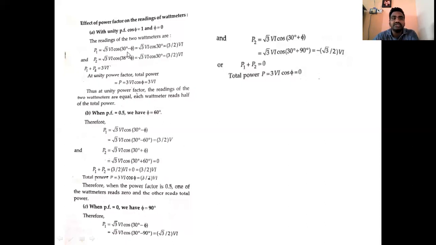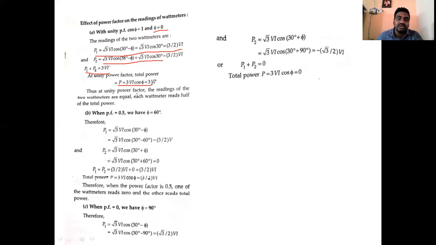If we see the initial wattmeter readings, P1 is equal to root 3 into Vi cos of (30 minus phi). At that term, if we substitute the value of phi equal to 0, cos 30 degrees gives P1 equal to 3 by 2 Vi. And P2 is equal to root 3 into Vi cos of (30 plus phi), with phi equal to 0, so P2 is equal to 3 by 2 Vi. What is the value of P1 plus P2? P1 plus P2 is equal to 3 Vi. That is the actual power rating. So this is a peculiar condition, and this type of condition exists for a unity power factor.